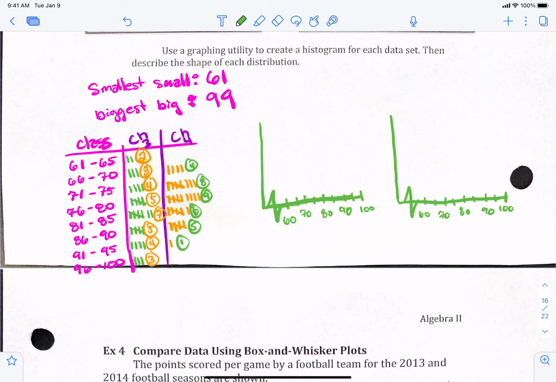What's the highest we have to go on both charts? What's the highest we have to go for frequency? We have to go 9 tall. I'm going to go 10 tall, and I'm going to go by 2s. 2, 4, 6, 8, 10.